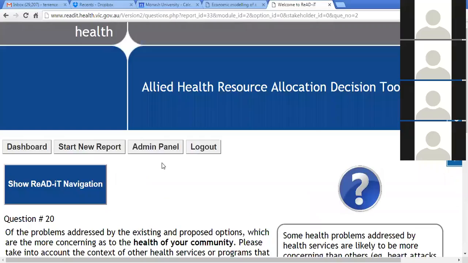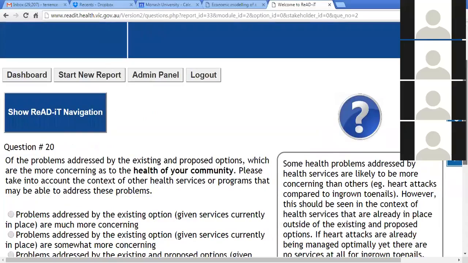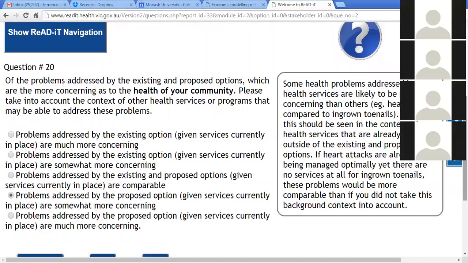It gets a bit more tricky next because we're going to be asked questions about what we think is a more important issue for our health service and our community. The first question is about the health of your community or the individuals in it. So in our health service, we've probably got this problem of acute exacerbations of COPD, but we've also got a lot of people falling over in one particular region and coming to hospital.